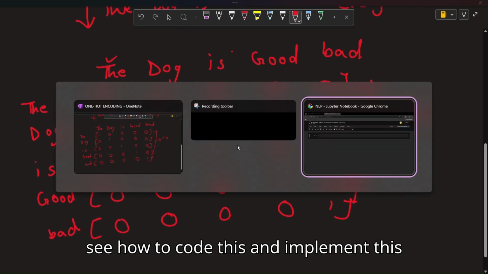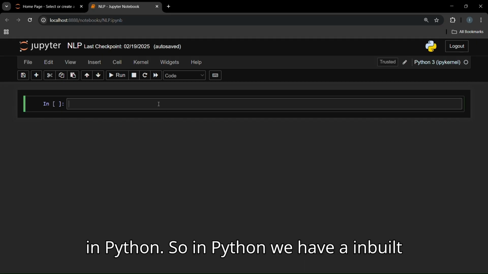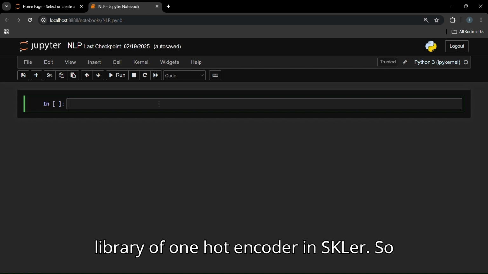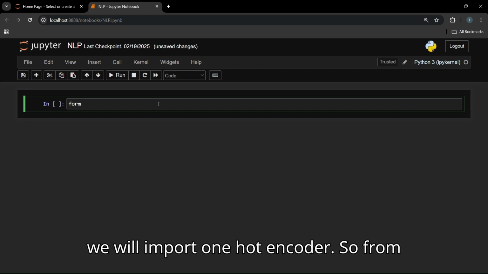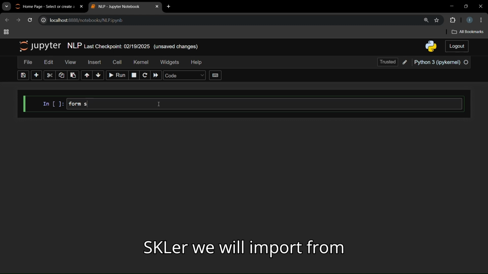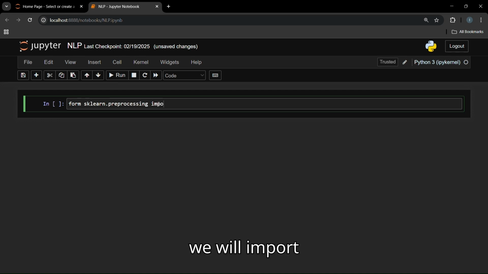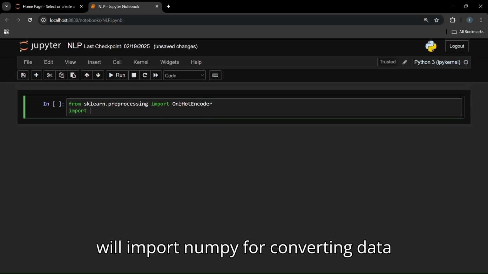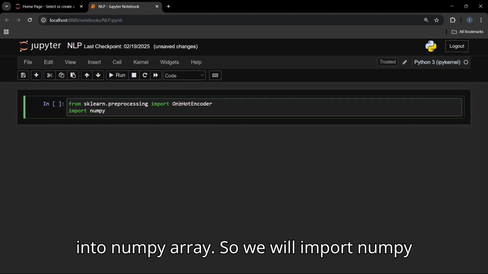So now let's see how to code this and implement this in Python. In Python, we have an inbuilt one-hot encoder library in sklearn. So from sklearn dot pre-processing, we will import OneHotEncoder. Import numpy for converting data into a numpy array. So we will import numpy as np.